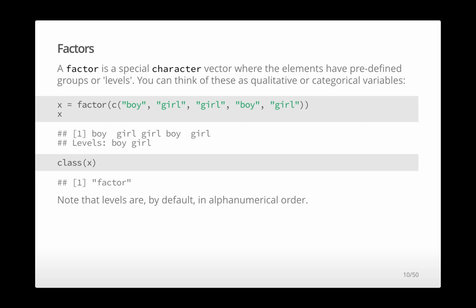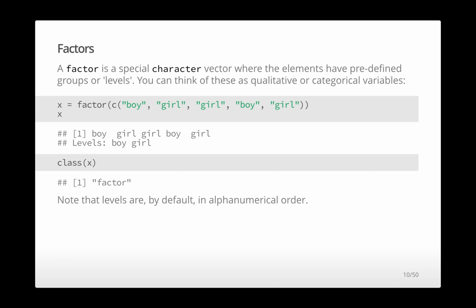So numbers don't have quotes, characters have quotes, logicals are just trues and falses. Factors have no quotes, but they also have this second thing that says, these are the levels. If you see something with levels, almost 100% of the time that means it's a factor. So this is not a character vector of boy, girl.